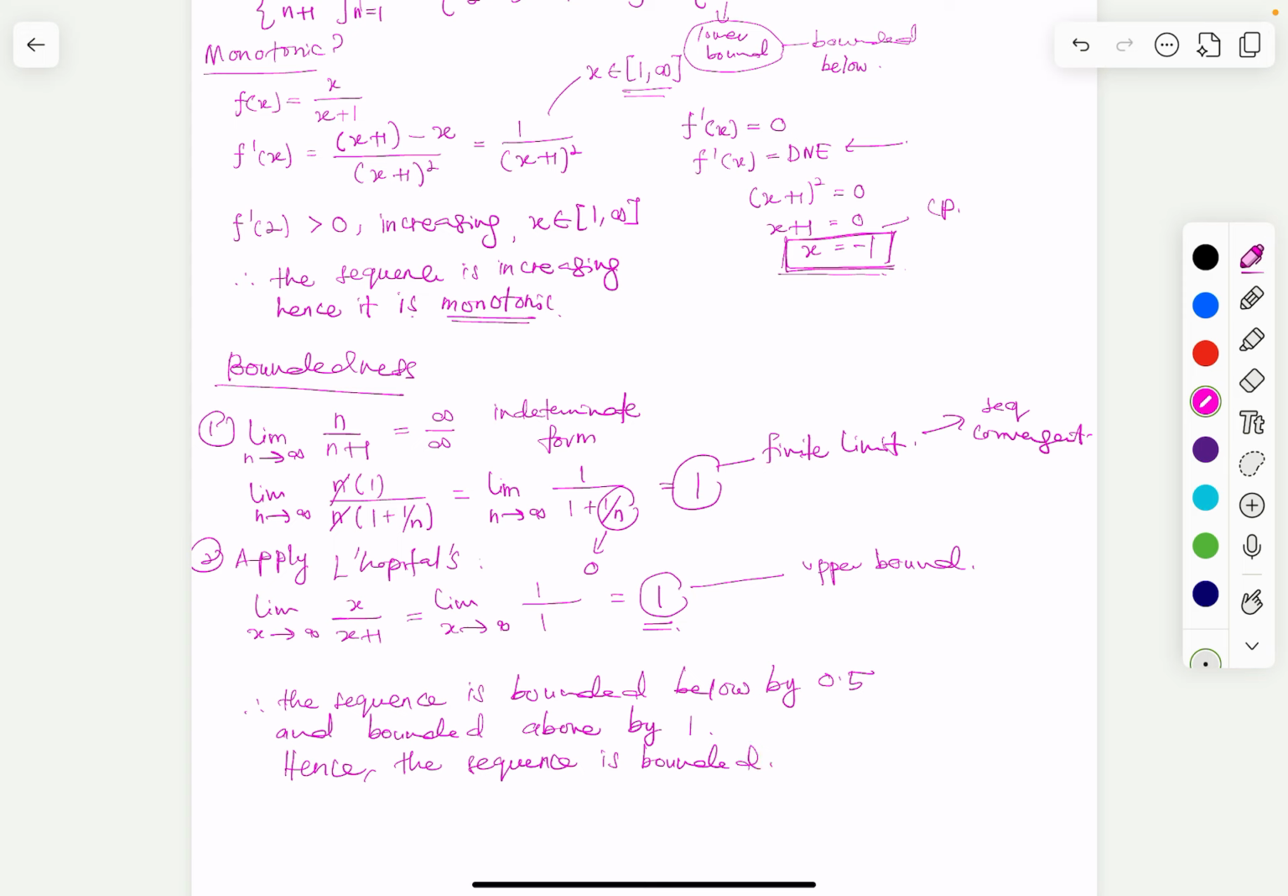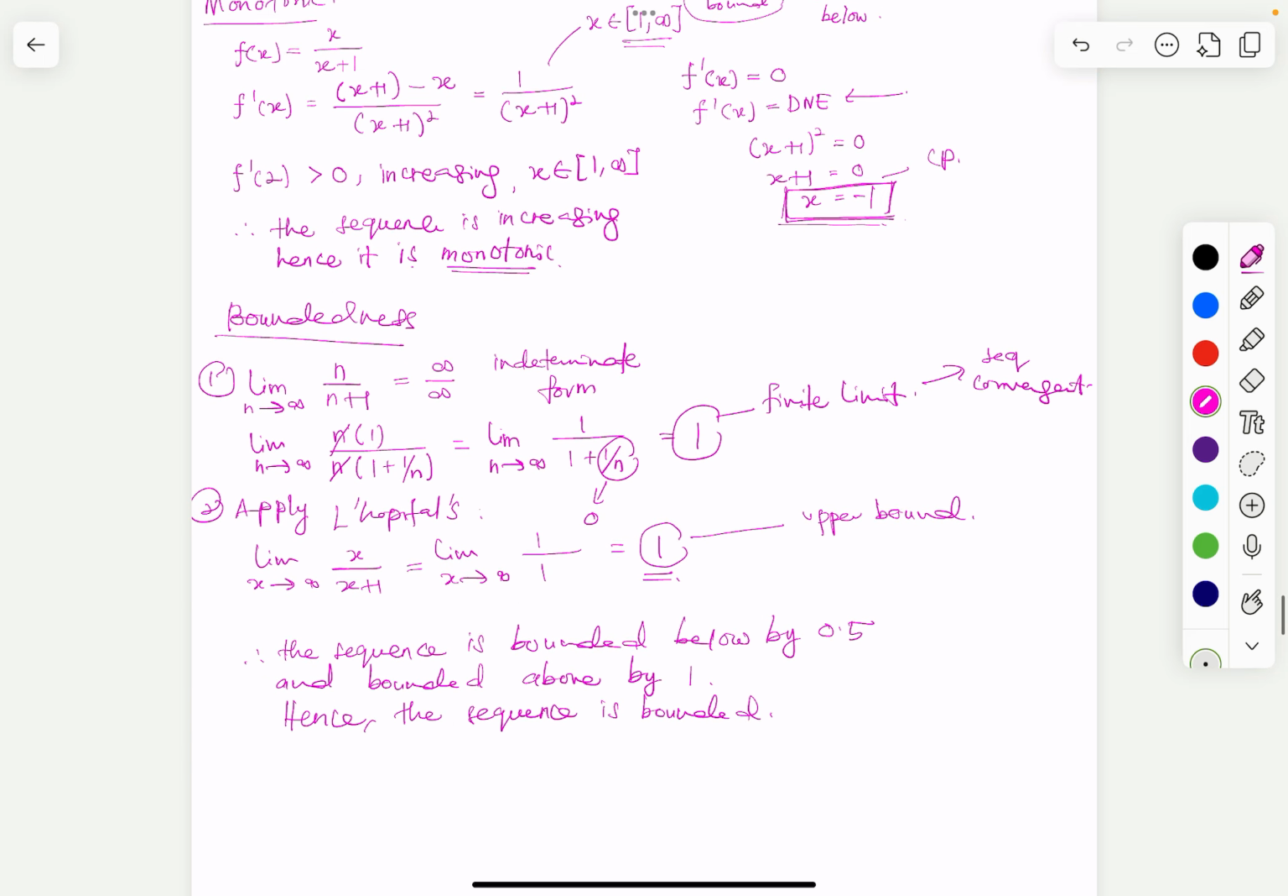Please always remember, bounded below is for the term that is the smallest. Bounded above is for the term that is the biggest. Below and above. So in this example, the sequence is monotonic and it is also bounded. You might want to make a proper conclusion here again: the sequence is monotonic and bounded. This is important, to make a conclusion based on what you have determined.